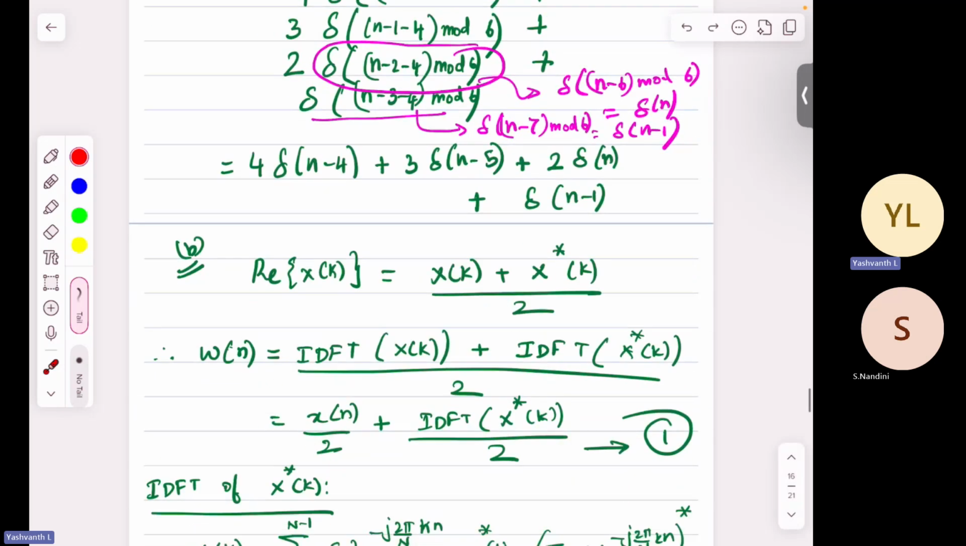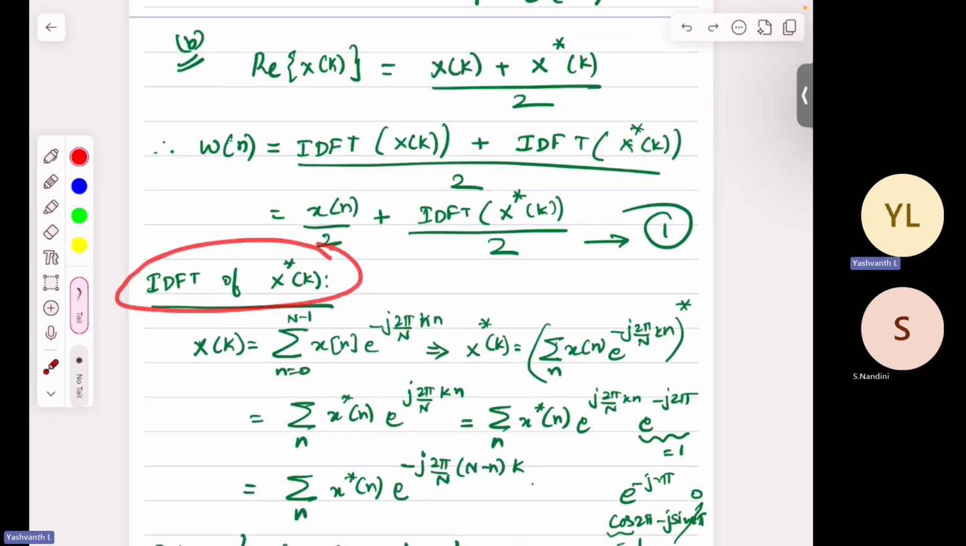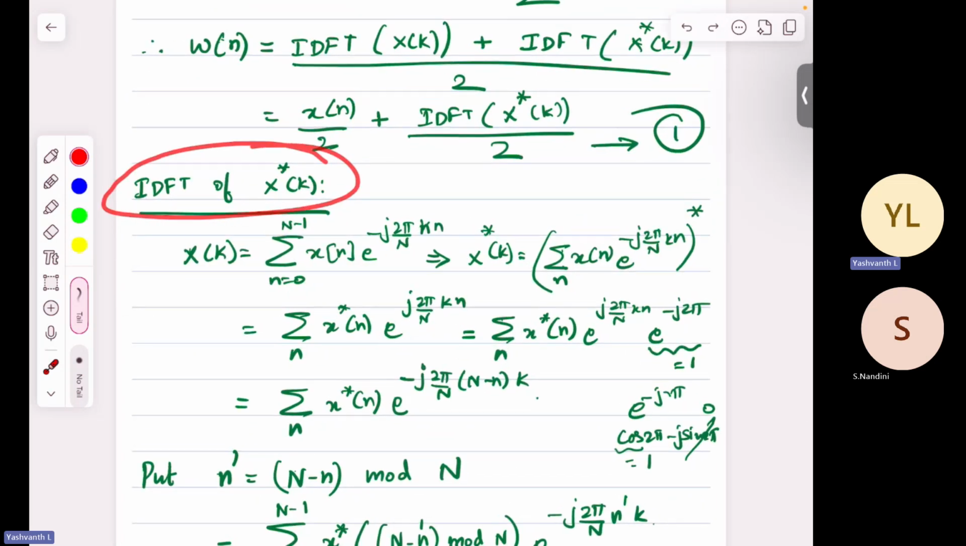Now, part B. You are asked to find the inverse DFT of the real part of x of k. But the real part of x of k is nothing but x of k plus x conjugate of k divided by 2. Therefore, w of n, which is the IDFT of the real part of x of k, is the same as IDFT of x of k plus IDFT of x conjugate of k, whole divided by 2. But what is the IDFT of x of k? It is small x of n. But we don't know the IDFT of x conjugate of k. That is what we will do next. IDFT of x conjugate of k: what is it? Simple. It's not very difficult.